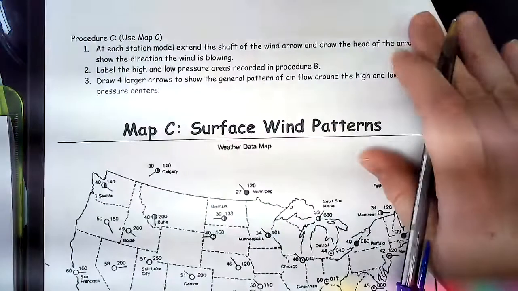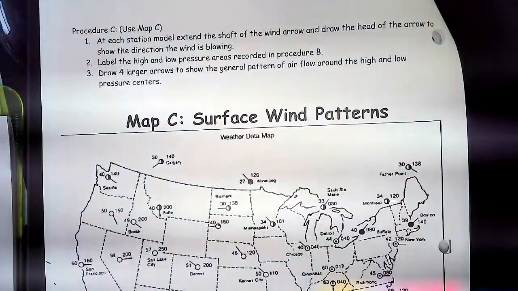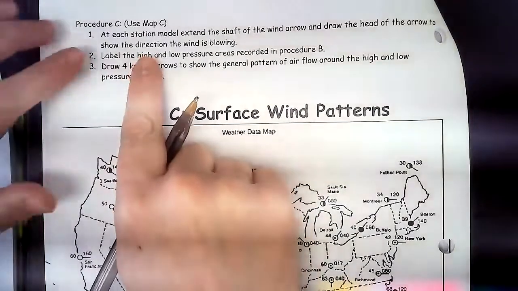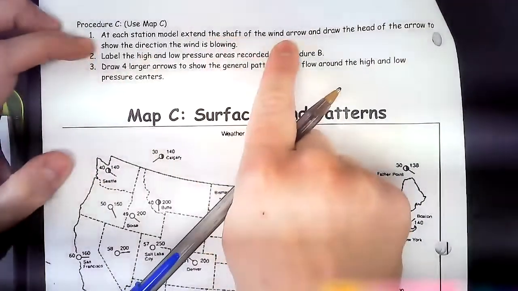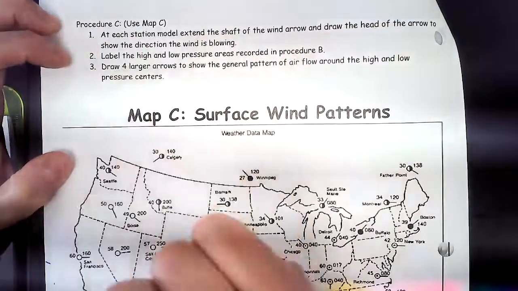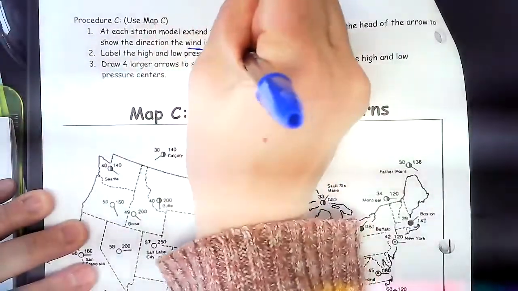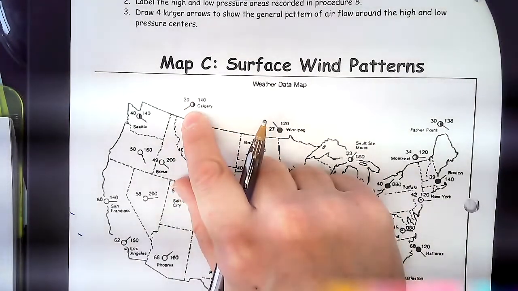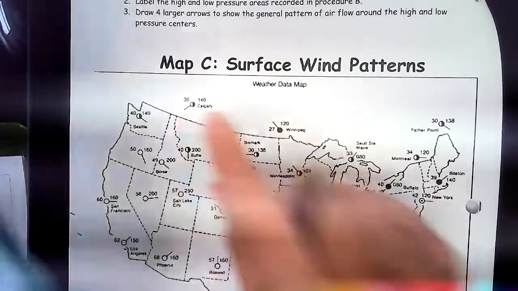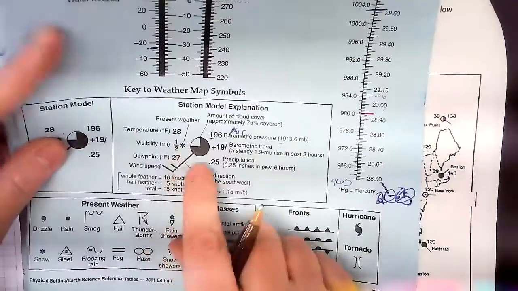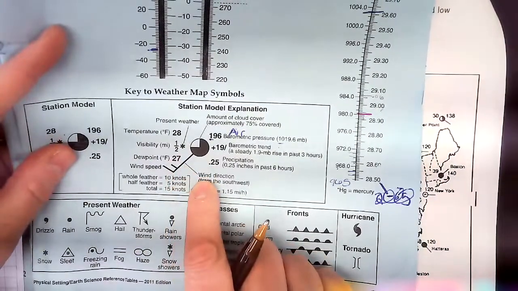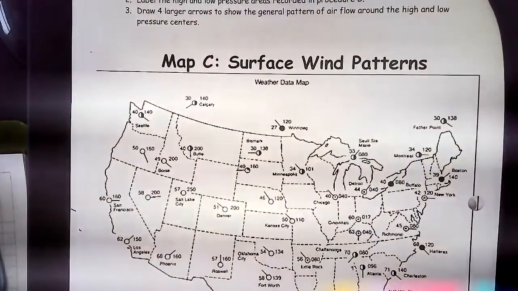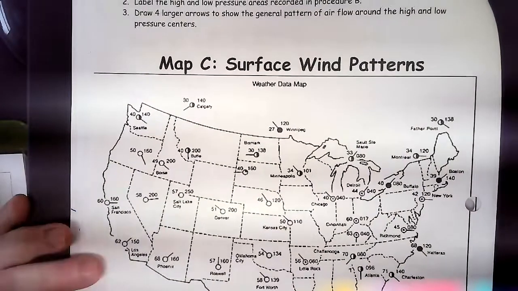All right, moving on to surface wind patterns. This one seems weird, but if you actually follow the directions, it's quite easy. It says on each station model, extend the shaft of the wind arrow and draw the head of the arrow to show the direction the wind is blowing. All that means is, here's a weather station model. What we've learned from the key is that these show the direction the wind is coming from. But to make our lives easier, we want to see where the wind is going.